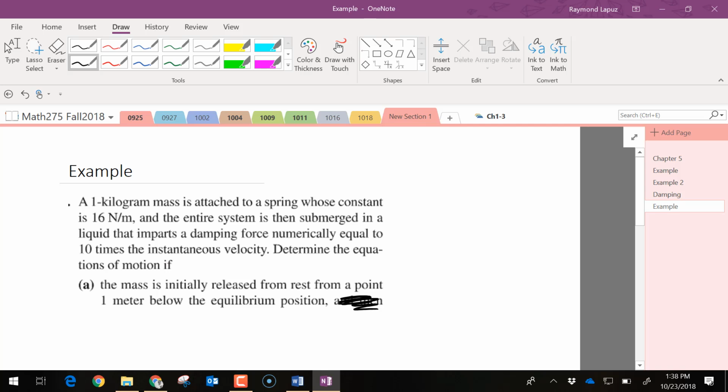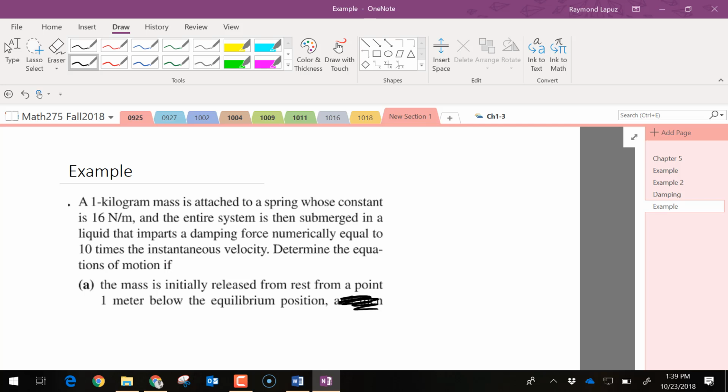So 1 kilogram mass is attached to a spring whose constant is 16 newtons per meter. And so they gave us the spring constant already. Let's take that so we don't have to solve for k. So k is equal to 16. Then it's submerged in a liquid that imparts a damping force numerically equal to 10 times instantaneous velocity. So we get a coefficient for x prime now. And then determine the equation.